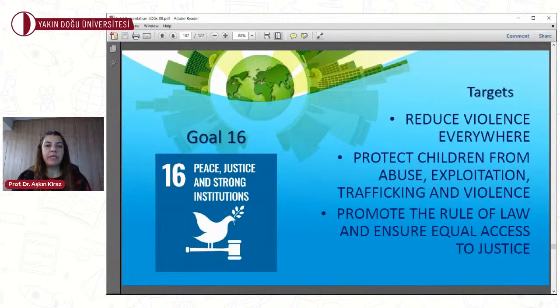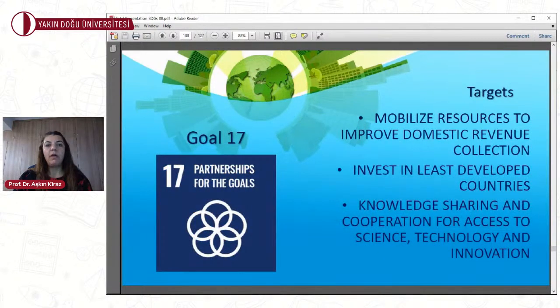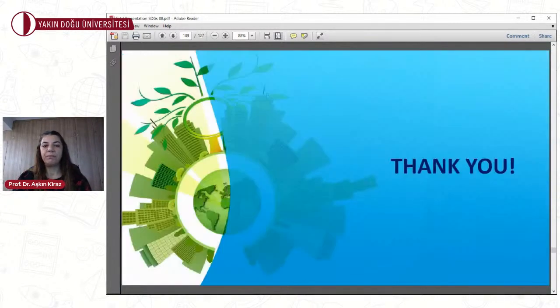Goal 16, peace, justice, and strong institutions. The targets are reduce violence everywhere, protect children from abuse, exploitation, trafficking, and violence, promote the rule of law, and ensure equal access to justice. And goal 17, partnership for the goals. Targets are mobilize resources to improve domestic revenue collection, invest in least developed countries, knowledge sharing and cooperation for access to science, technology, and innovation.